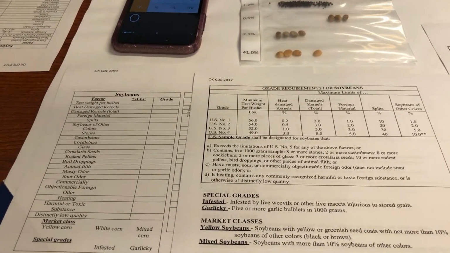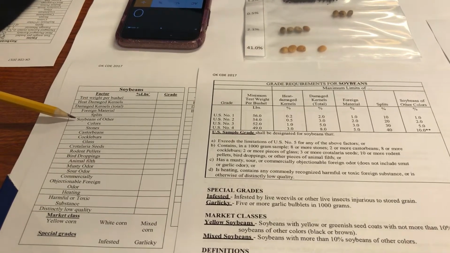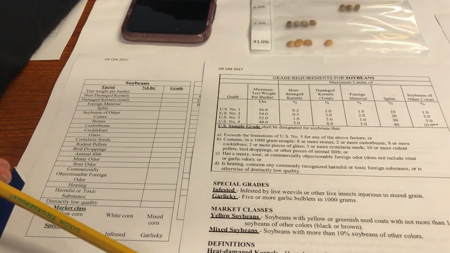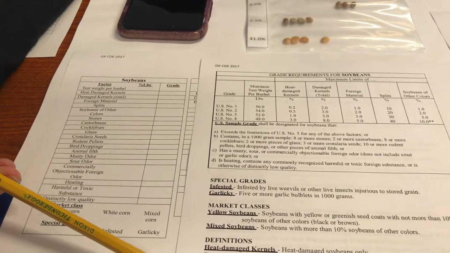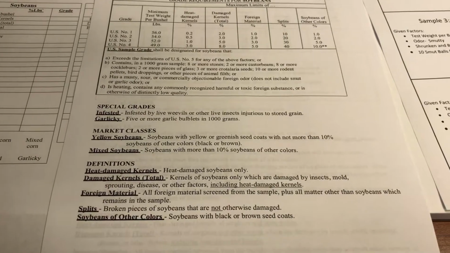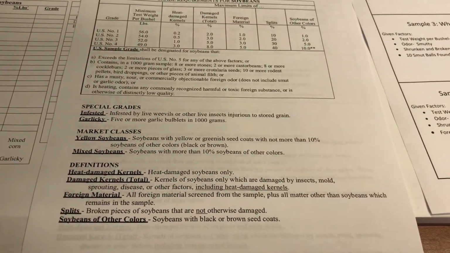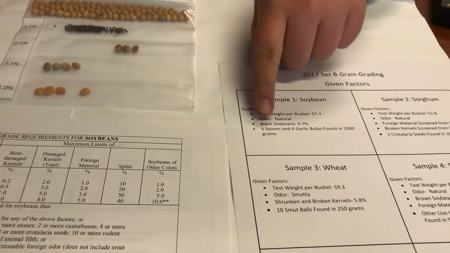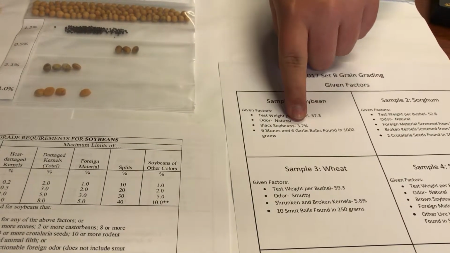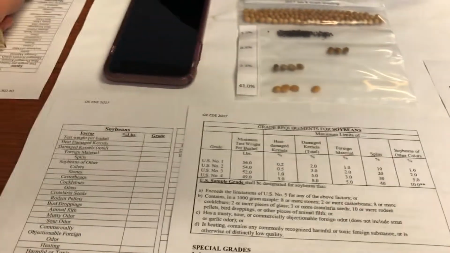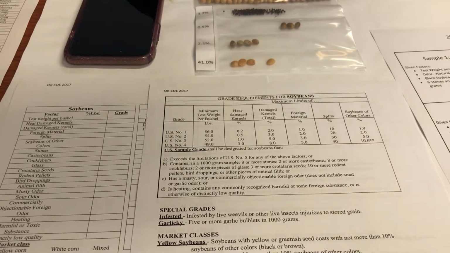Then it asks for our soybeans of other colors. Our soybeans of other colors are going to be soybeans with black or brown seed coats. So if you get anything that says a green seed coat, those do not count in our soybeans of other colors. Our soybeans of other colors are in our given factors, and in this case, we have 3.7% black soybeans. It doesn't matter what color they are, just the percentage itself.